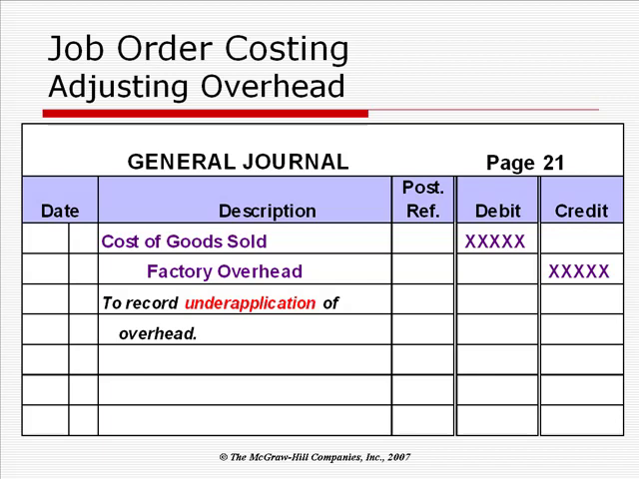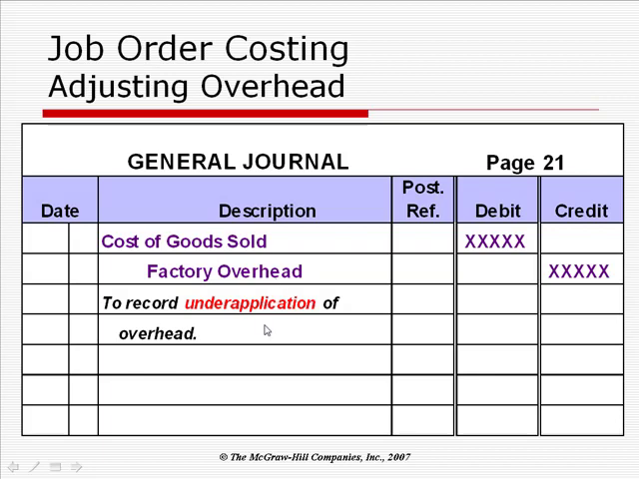Now, at the end of the period, it's most likely that your actual overhead costs and your applied overhead costs will not be the same. In other words, there'll be some balance, either a debit or credit balance, in your factory overhead account, meaning that overhead has either been overapplied or underapplied. So in this example, let's say that factory overhead was underapplied, in which case you would have a remaining debit balance in the factory overhead account. To eliminate that, we would debit cost of goods sold and credit factory overhead.